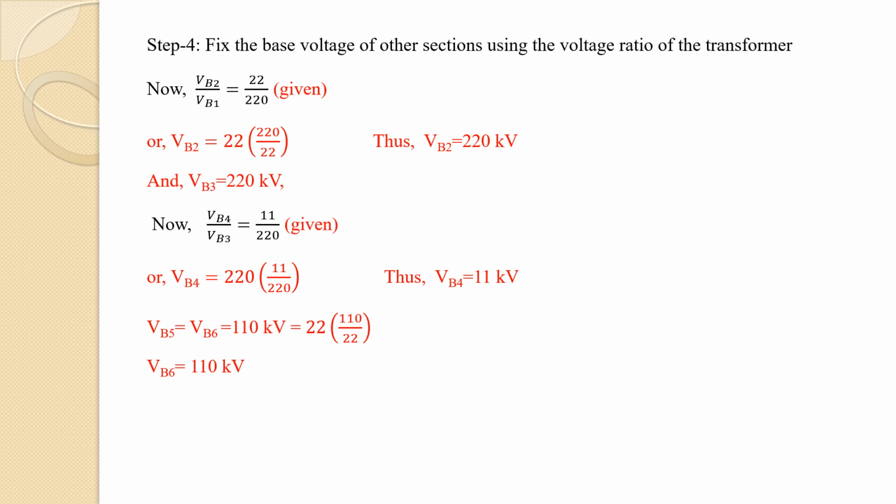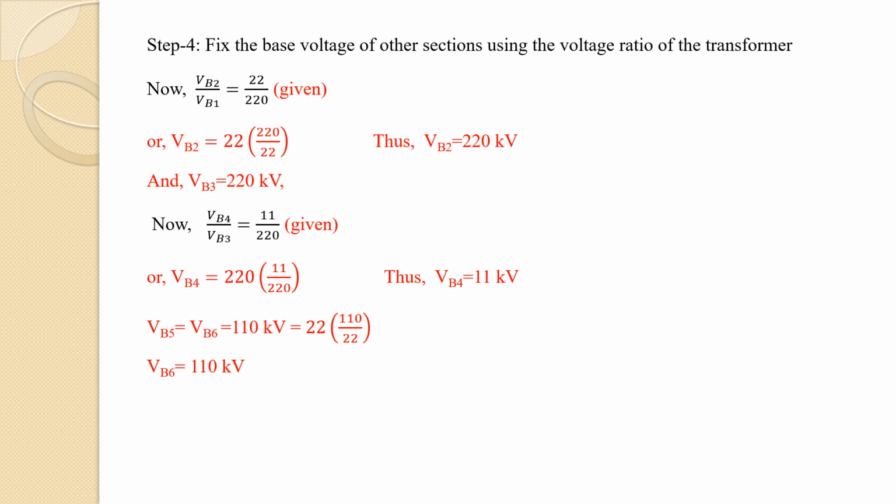Now because between bus 2 and bus 3 the line 1 is connected, the voltage of this bus is 220 kV. So we know that the voltage of both buses 2 and 3 will be the same, that is VB2 will be equal to VB3, and that will be the same as the voltage of line 1.